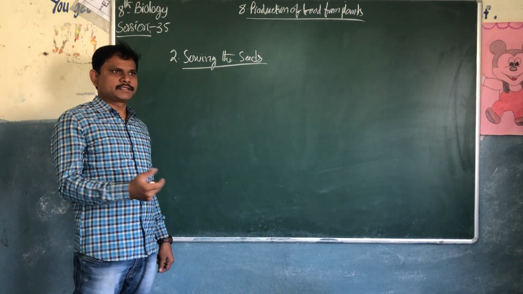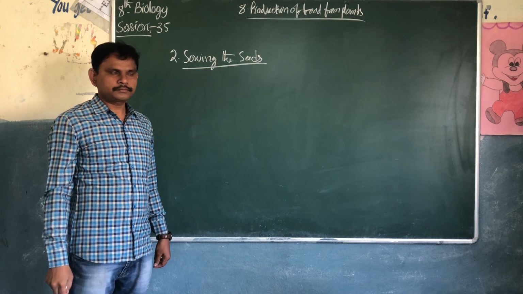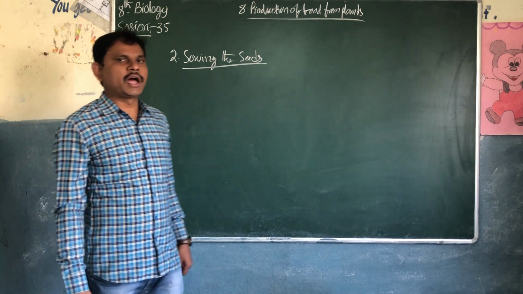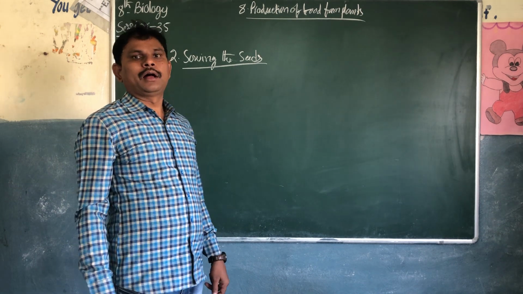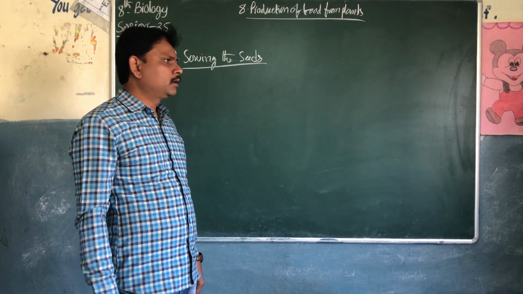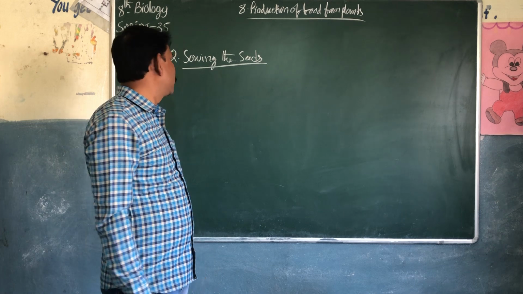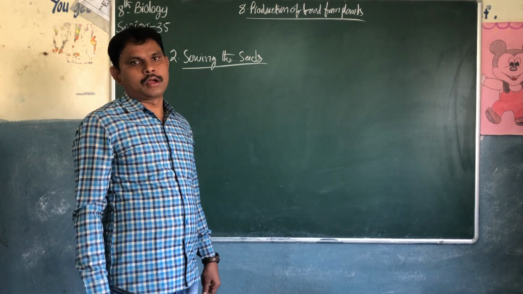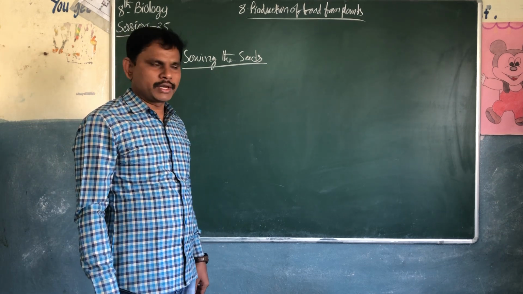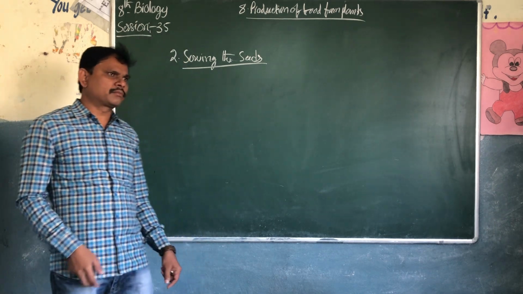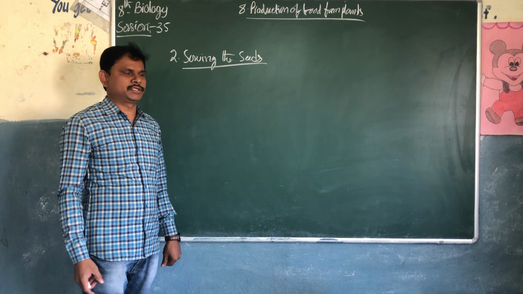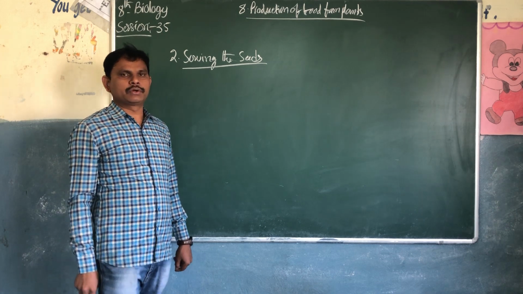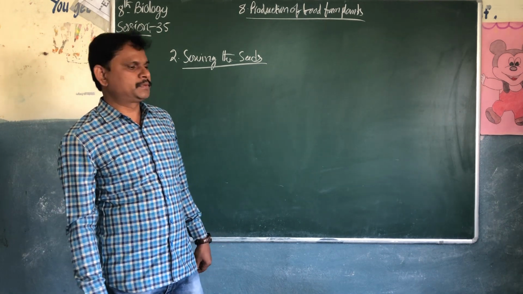There are some steps. First, preparing the soil. Second, sowing the seeds. Then apply manures, irrigation, weeding, harvesting, and storage. Farmers follow these methods and instructions, and only then will they get a good production, good crops.